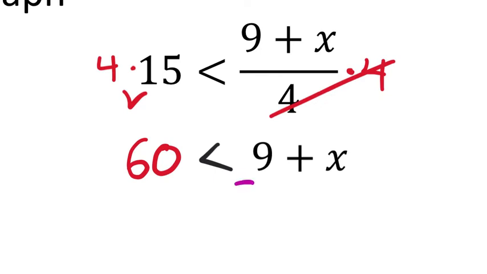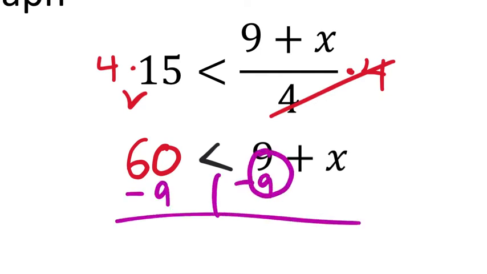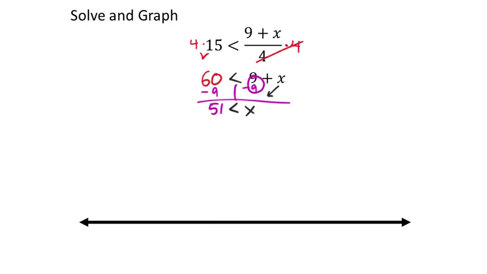One more step on this one, just subtract the 9s right here to zero that out, which it does. 60 minus 9 is 51, which again is not going to affect the inequality, but I'm going to drop the x. So I got 51 is less than x. And, well, now I can go to the graph.